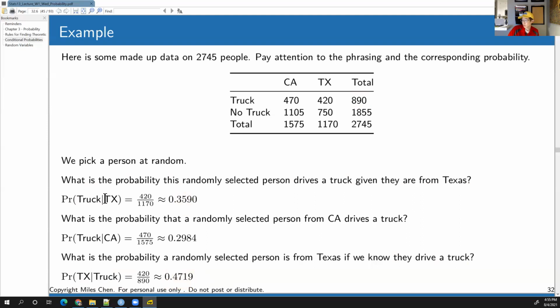And then, is there a difference? Do people from Texas drive trucks at a higher probability than people from California? And the answer is yes, right? According to my arbitrary table that I made up, so please don't use this as some reputable source. I just made up these numbers. According to our table, around 36% of people from Texas drive a truck, whereas in California, maybe only around 30% of people drive a truck.